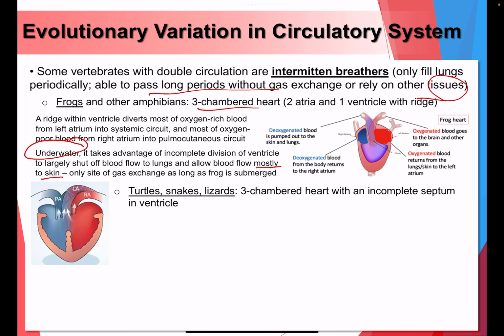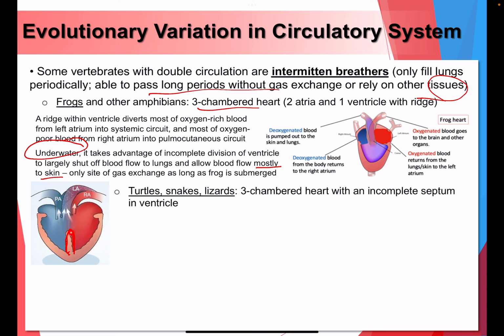It only has one ventricle. Similar case with turtles, snakes, and lizards. They also have only a three-chambered heart with an incomplete septum in the ventricle. So what is a septum? Septum means there's some sort of tissue that divides two hollow areas within an organ.